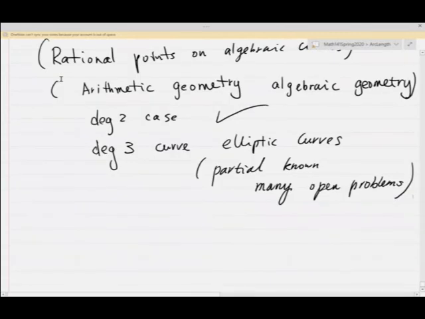Now for the elliptic curves, you may have heard the story from Andrew Wiles, how he solved the Fermat theorem. He actually used this degree 3 curve, elliptic curves. And also there's a $1 million problem.